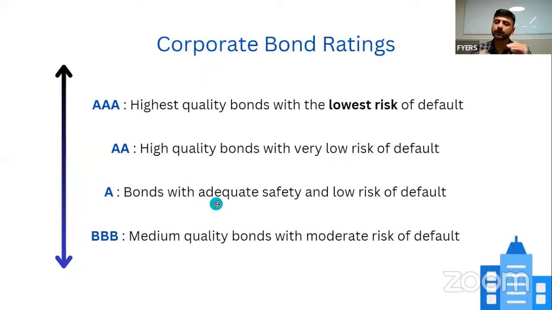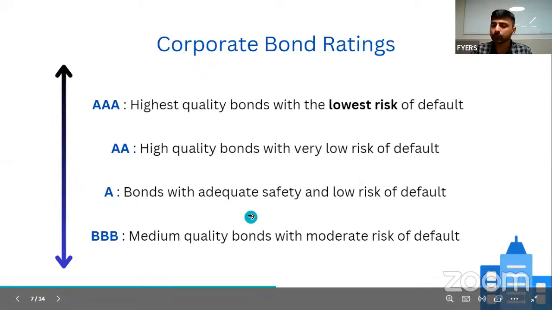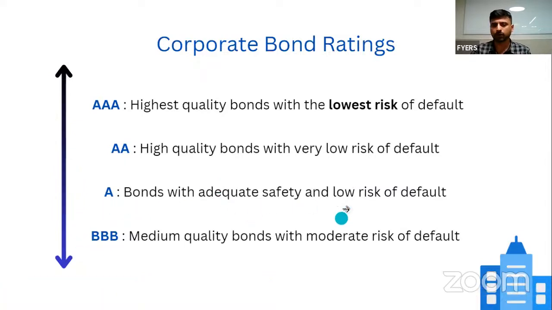A-rated bonds are bonds with an adequate level of safety, which means they are safe with a low risk of default. This is how rating agencies are classifying it. Simultaneously, BBB bonds are medium quality bonds with moderate risk of default. So again, जब BBB पे जाते हैं, थोड़ा सा risk बढ़ जाता है.